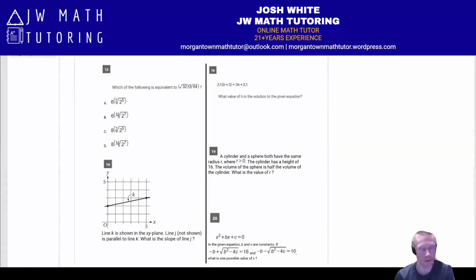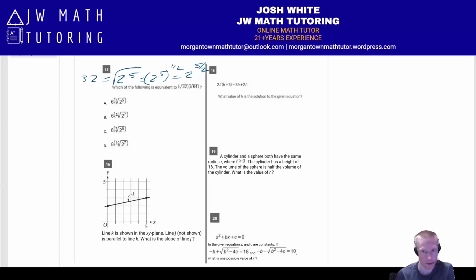Up on the next page, we have problem number 15. This one deals with some radicals. The easiest way to do this one is actually to convert them to rational exponents, because that's how you can combine them into a single radical. So I would take the first square root, 32, and write that as 2 to the 5th. Technically the square root of that is the same as raising it to the 1/2 power. So the first radical is really just 2 to the 5/2.